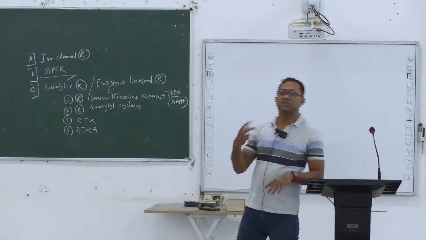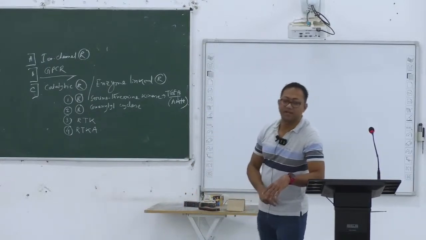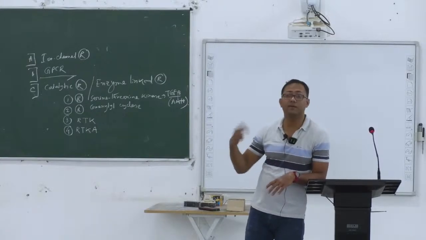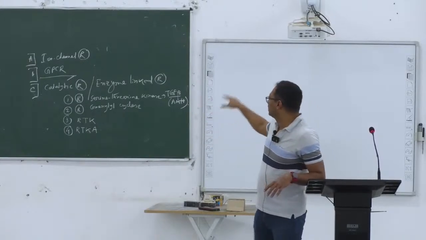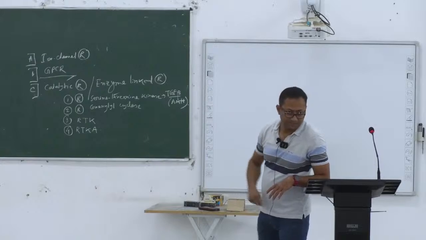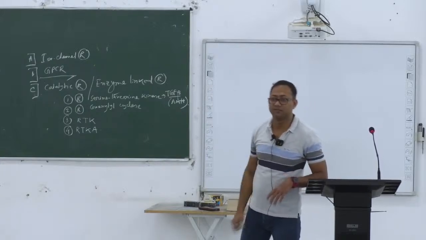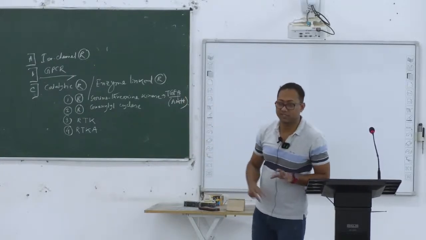Okay, and one of such receptors is the AMH receptor, anti-Mullerian hormone. How does anti-Mullerian hormone work? It binds to a receptor serine threonine kinase on the cell surface, and further there is downstream action, right?